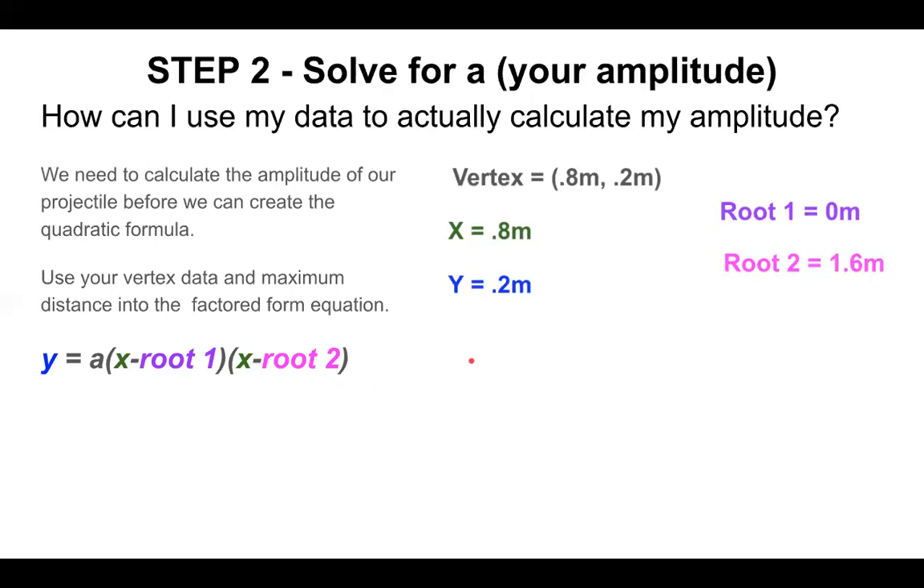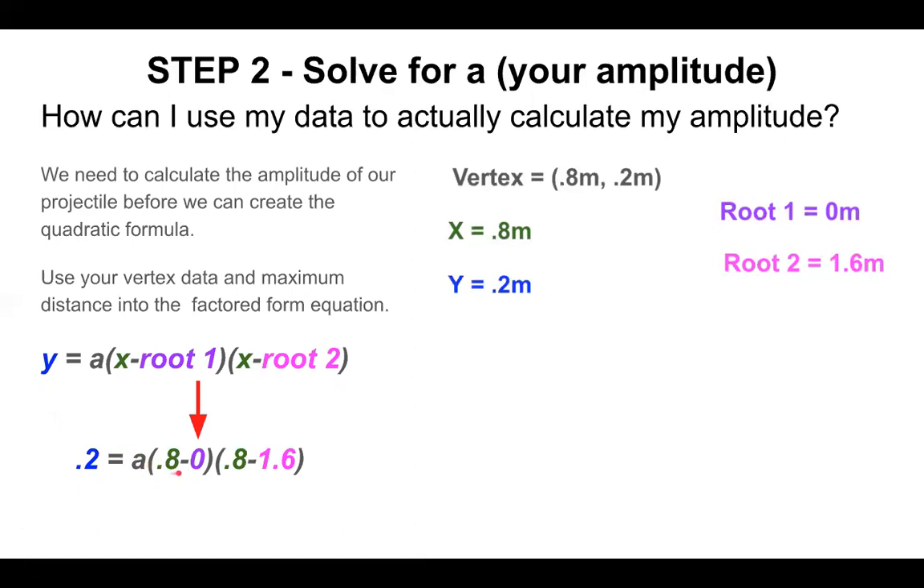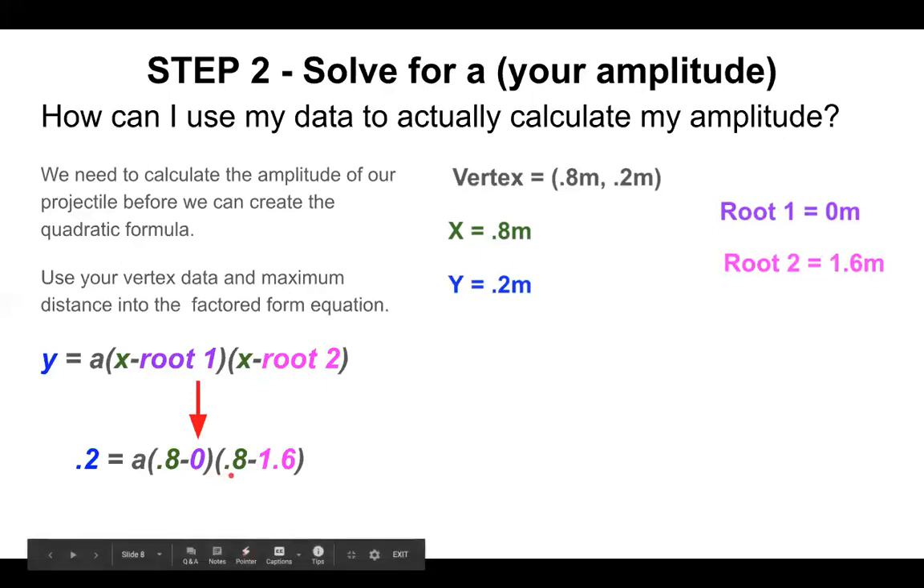Now that we have some data to play with, I can actually plug in the stuff that I know. You can see I've color-coded these so that I know what goes where. If I plug in the things I know, that equation is going to turn into 0.2, because y is equal to 0.2. The a, I don't know what a is. I'm trying to find that out, so that's going to stay what it is. I can plug in my x, which is 0.8. Root 1 was 0, so that's how I got that 0. x is still 0.8, so that's why that number matches this one here. And then root 2 was 1.6.